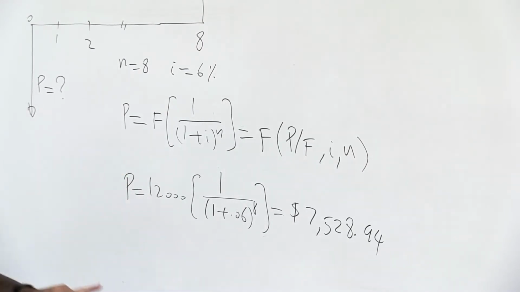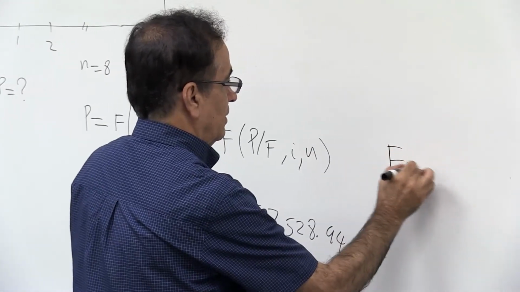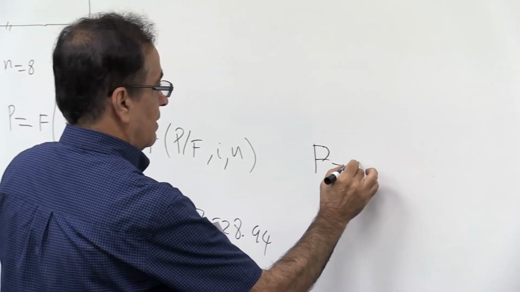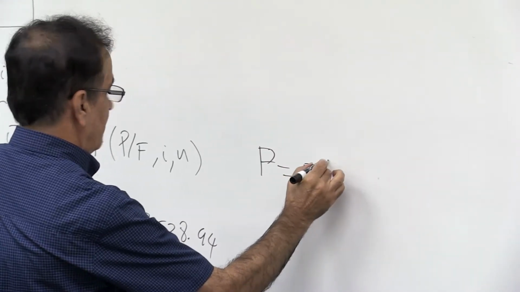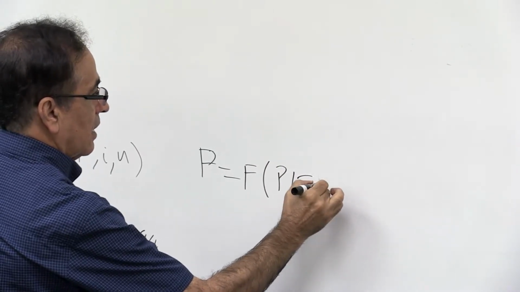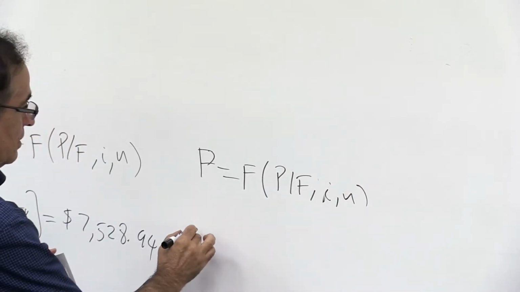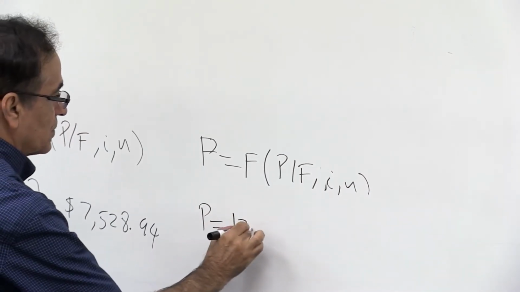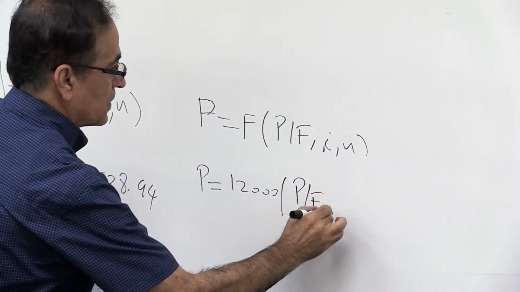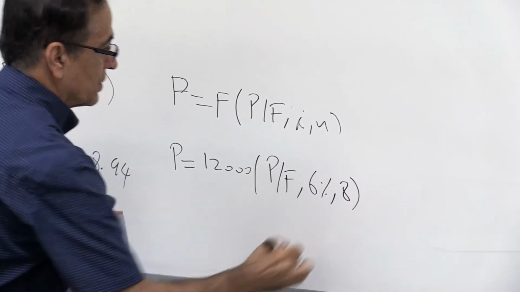Now I'm going to show you how to use the table, which is much faster and easier. P is going to be equal to F times P given F, i and n. This is the equation. Let's substitute. F is 12,000. P given F: the interest rate is 6%, and the number of periods is 8 years.